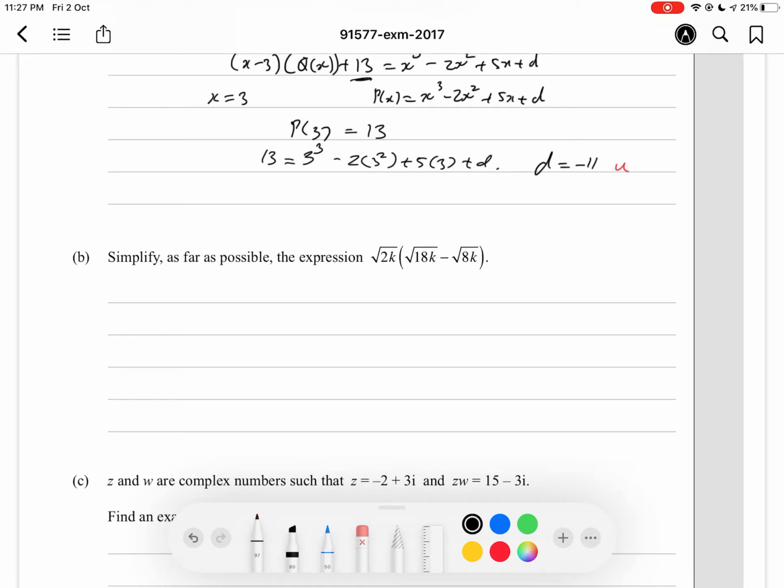So in this case, if we expand these brackets, we'll have square root of 18k times 2k minus square root of 8k times 2k. So this simplifies to square root of 36k squared minus square root of 16k squared, and these are perfect squares. So the square root of 36k squared becomes 6k, minus 4k, and this simplifies to just 2k, and this should just be an achievable question.